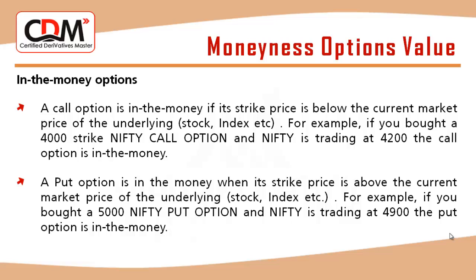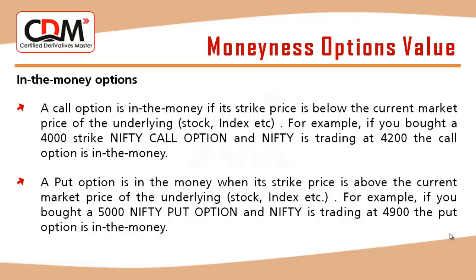In a simple way, a call option is in the money if its strike price is below the current market price. For example, if you bought a 4000 strike price Nifty call option, and Nifty is trading somewhere around 4120 or 4200, anywhere above the 4000 strike price, then our Nifty call option would become an in the money call option. So in a simple way we can say, if the current market price is greater than our strike price, it is called an in the money call option.